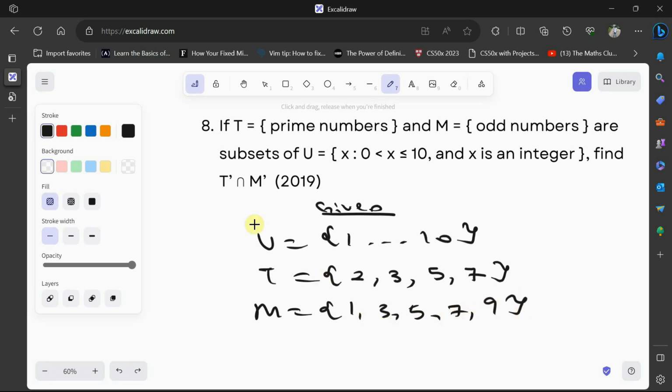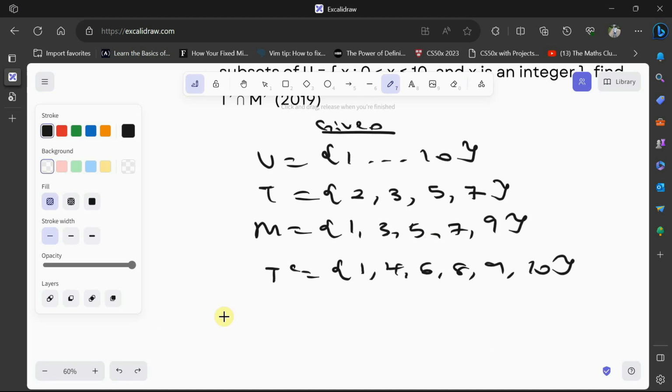So we want to find the complement and find what is common between the complements. So T complement to be 1. At least from this range, what is in the universal set that is not in T? We want 4, 6, 8, 9, and 10. And then our M complement, what's our M complement? That will be 2, 4, 6, 8, and 10.